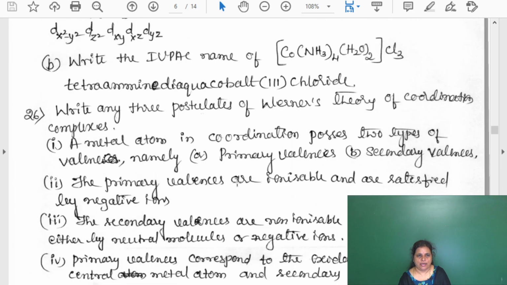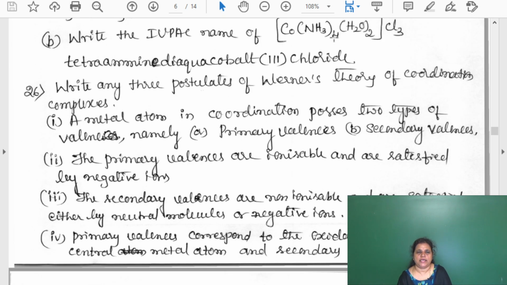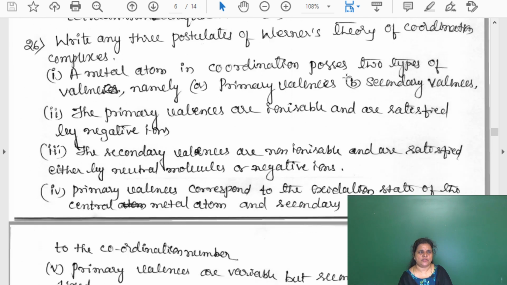Write the IUPAC name of [Co(NH3)4(H2O)2]Cl3. So the name of this is tetraamminediaqua cobalt(III). It is III because these two are neutral ligands, therefore tetraamminediaqua. Cl is -1 into 3, that is -3, therefore cobalt 3 chloride. So the IUPAC name is tetraamminediaquacobalt(III) chloride. That is the IUPAC name, and that carries 1 mark.